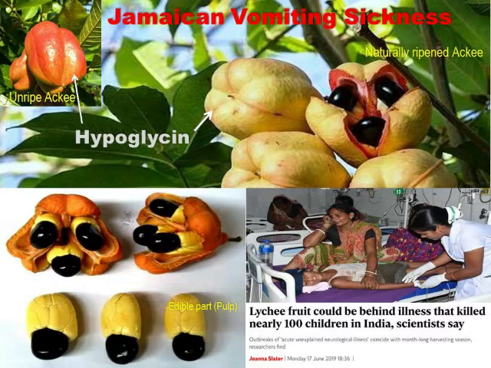The ackee tree is mainly found in West Africa and is the national fruit of Jamaica. It is delicious and a staple food of Jamaica. Unripe ackee fruit, when it is shelled, contains hypoglycin and produces toxicity, which is commonly known as Jamaican vomiting sickness.